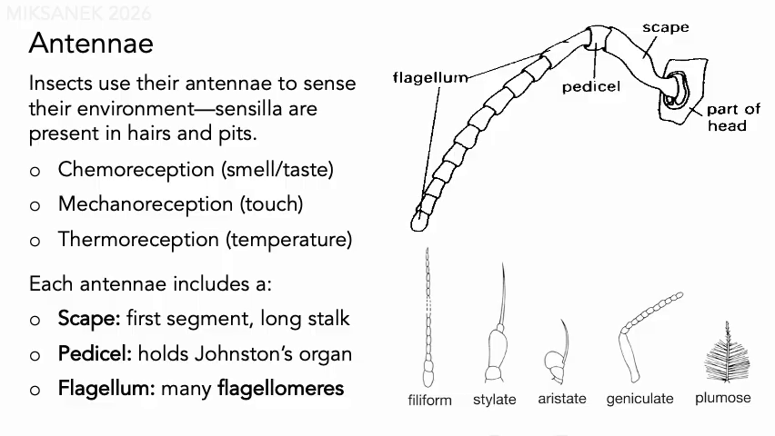And then there's geniculate or elbowed antennae. This is pretty common in ants and other Hymenoptera. And then plumose antennae. Plumose antennae have a lot of surface area. Often, male mosquitoes have extremely plumose antennae, which has a huge amount of increased surface area to detect female pheromones.